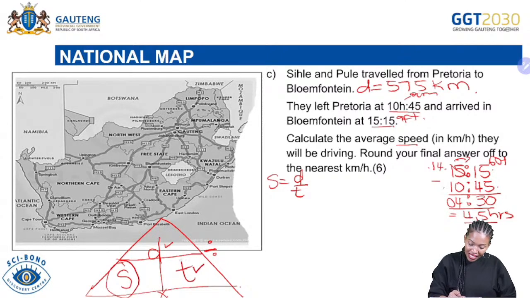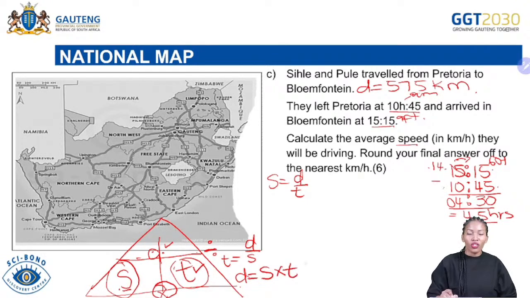If we're looking for time, guys, time is going to be distance on top, and then the division line, divided by the speed at the bottom. If we're looking for distance, we're going to say distance equals speed. What is between speed and time? It is multiply, and then we've got your time.